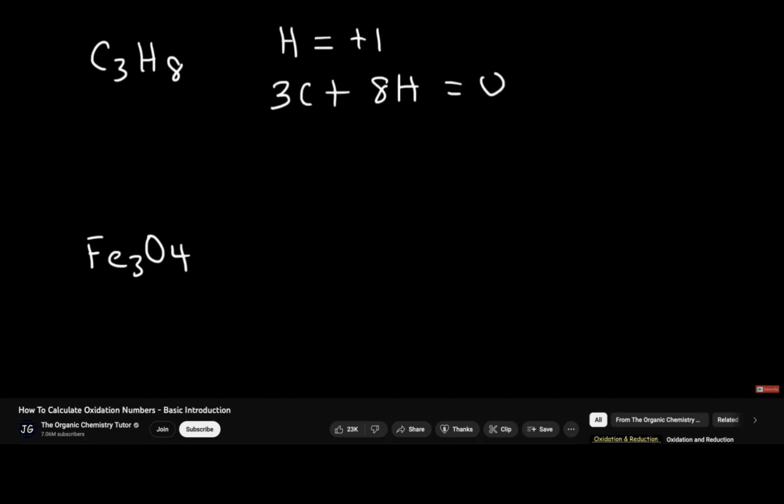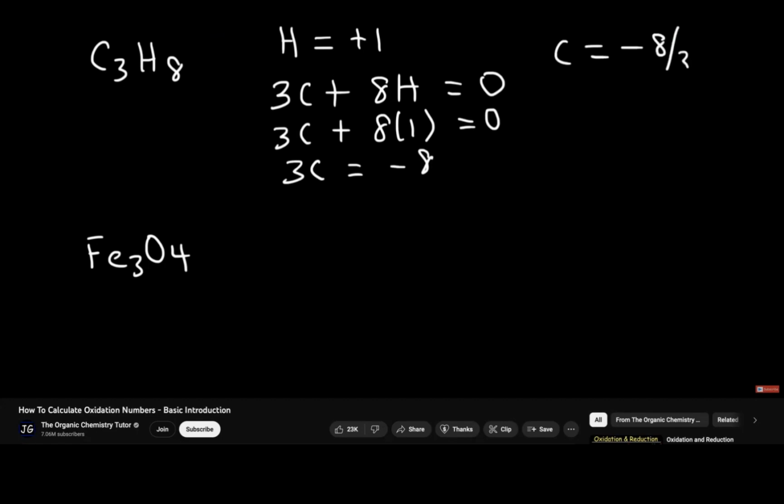Let's try these two, C3H8 and Fe3O4. In this example, hydrogen is less electronegative than carbon, so it's going to be positive 1. So if we write the formula 3C plus 8H is equal to 0. So that's going to be 8 times 1. And if we subtract 8 from both sides, 3C is equal to negative 8. So carbon, on average, has an oxidation state of negative 8 over 3.